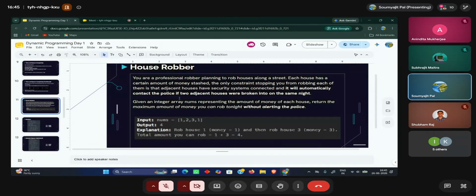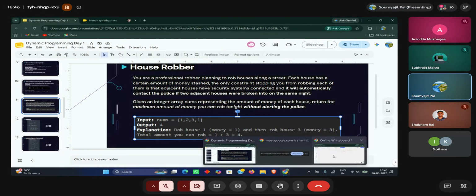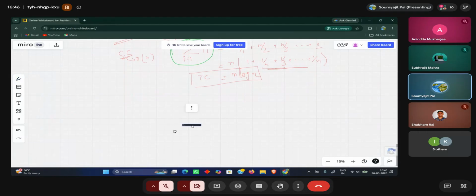So here these are houses. A professional robber is planning to rob houses along the street. Each house has a certain amount of money. So house one has 1 rupee, then 2 rupees, 3 rupees, and 1 rupee. And the robber cannot rob adjacent houses at a time. And we need to determine the maximum amount of money that the robber can rob. So this is the problem.